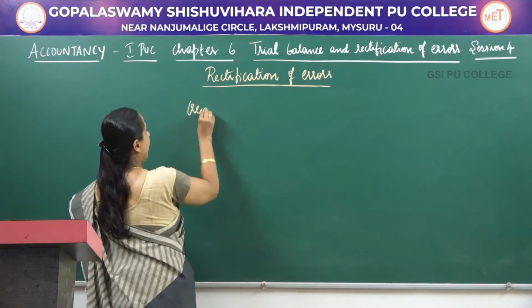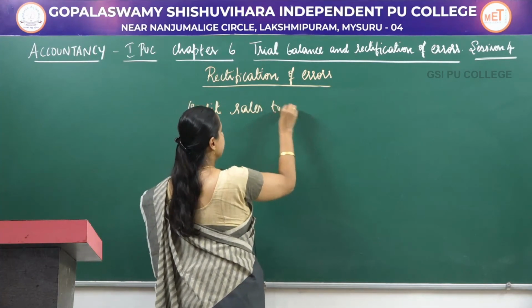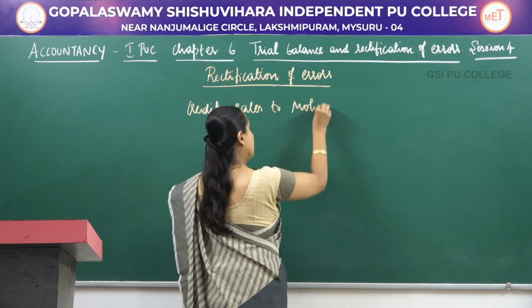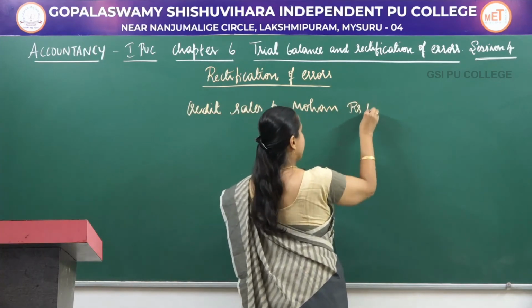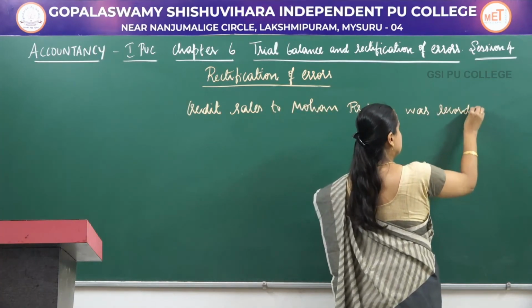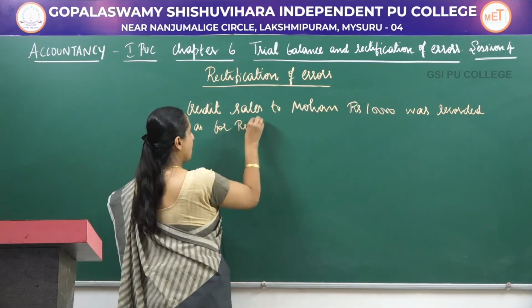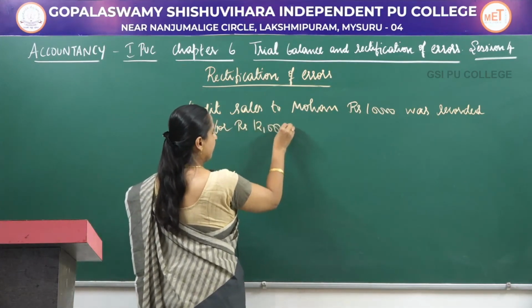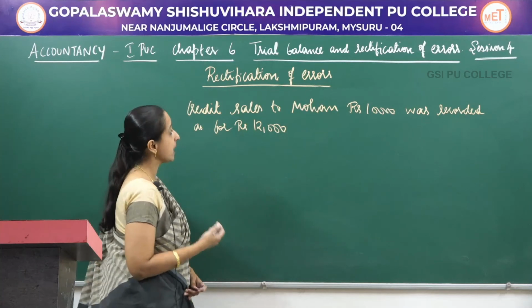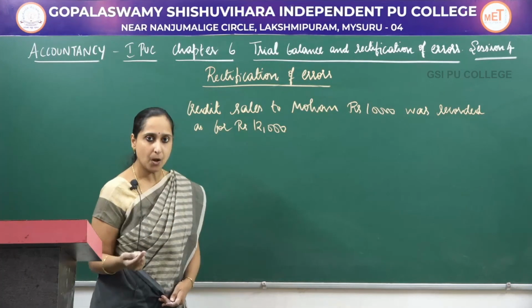Next is credit sales to Mohan rupees 10,000 was recorded as rupees 12,000. In this transaction, what you are observing, credit sales to Mohan 10,000 was recorded as 12,000.